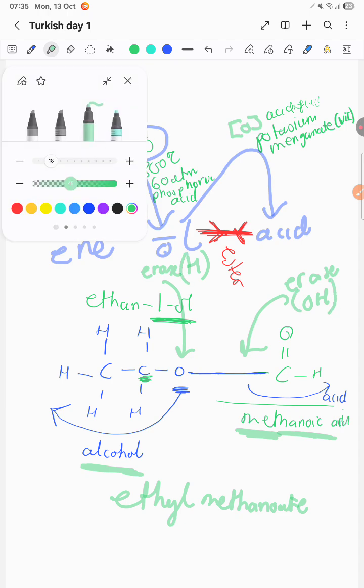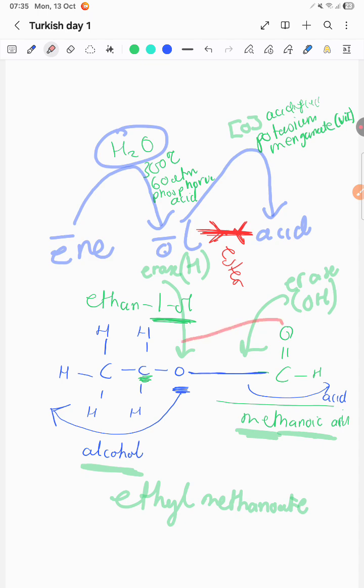And of course, you will recognize this: do you see it? C-O-O. This is what we call the ester linkage. Ester linkage. Anyway, I hope that helps.